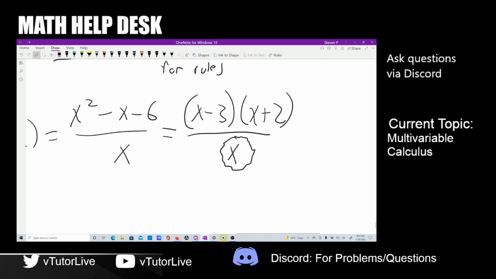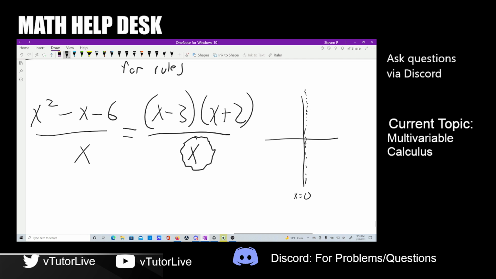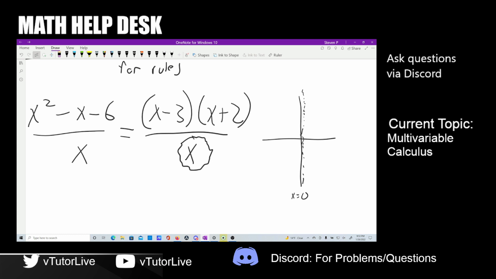So we're going to expect a vertical asymptote at x is equal to 0. Right? So I'm going to draw it just on the side so you can see it. But x is equal to 0, probably going to be an asymptote. But other than that, let's just look at the limiting behavior, right?